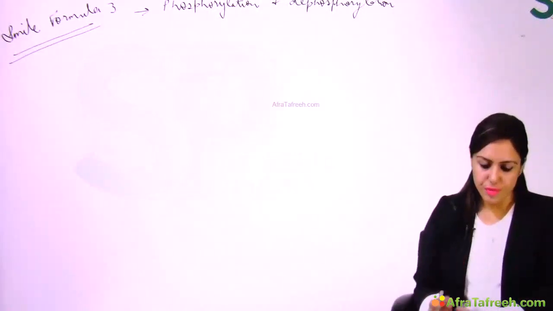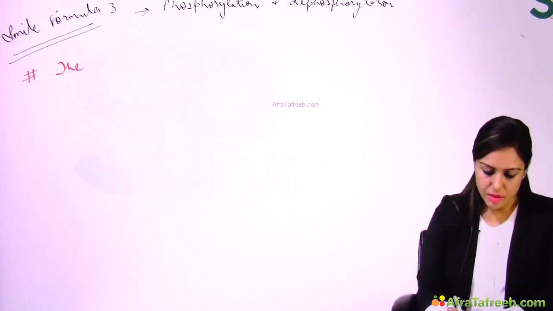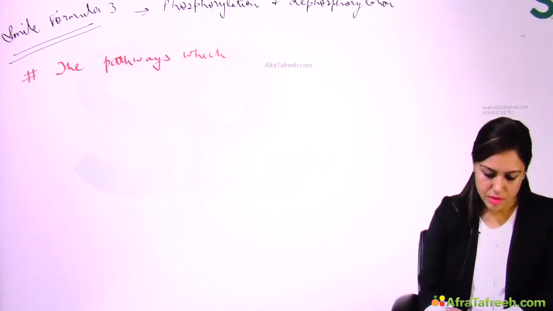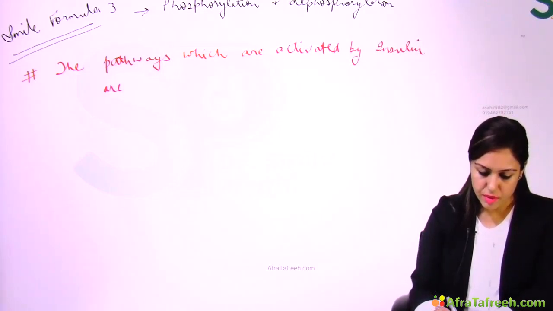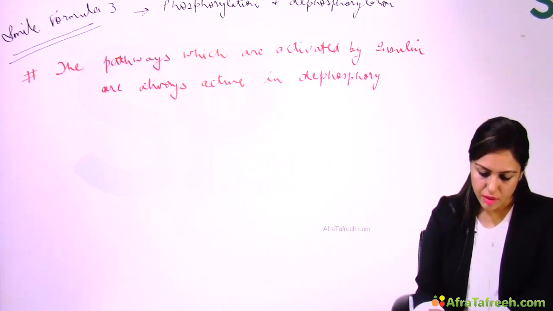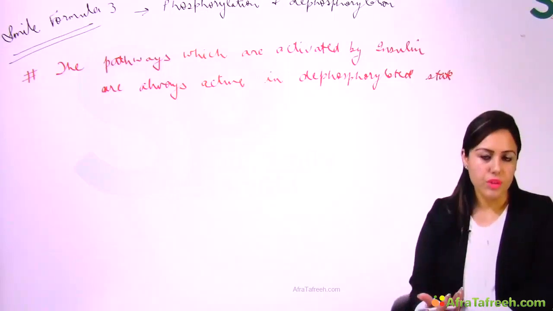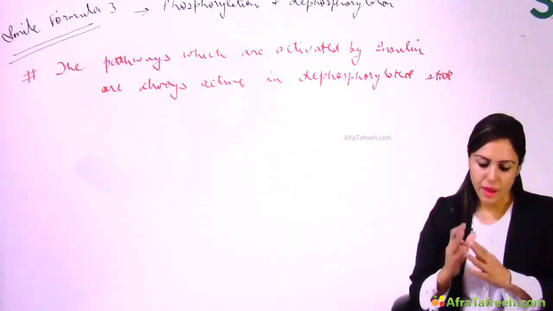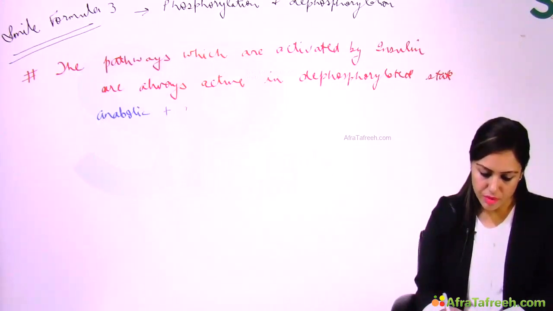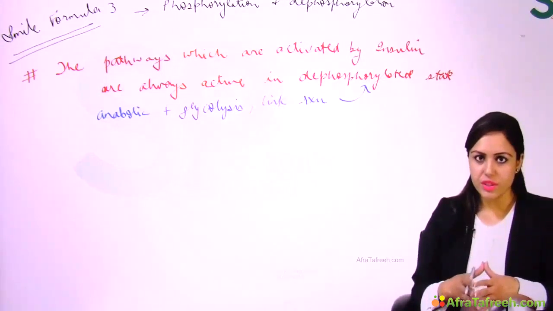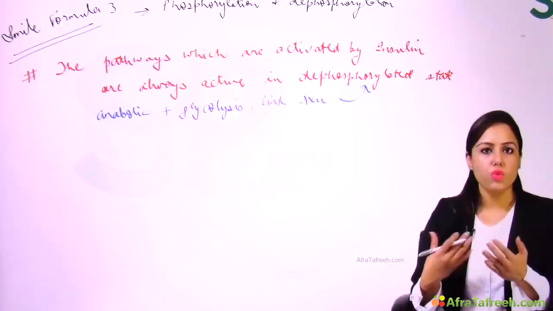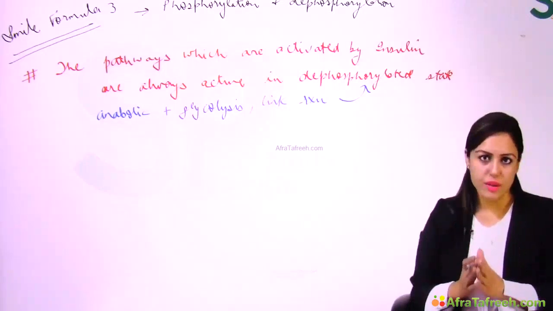So coming to the exact formula number 3 is this, that the pathways or enzymes which are activated by insulin are always active in which state? Dephosphorylated state. I told you insulin causes dephosphorylation and insulin activates anabolic pathways. So basically now we are combining all the three formulas and making a concept that all the anabolic pathways plus glycolysis and link reaction enzymes, they all will be active in dephosphorylated state. So I repeat, the enzymes and pathways which are activated by insulin, they all are always active in dephosphorylated state.